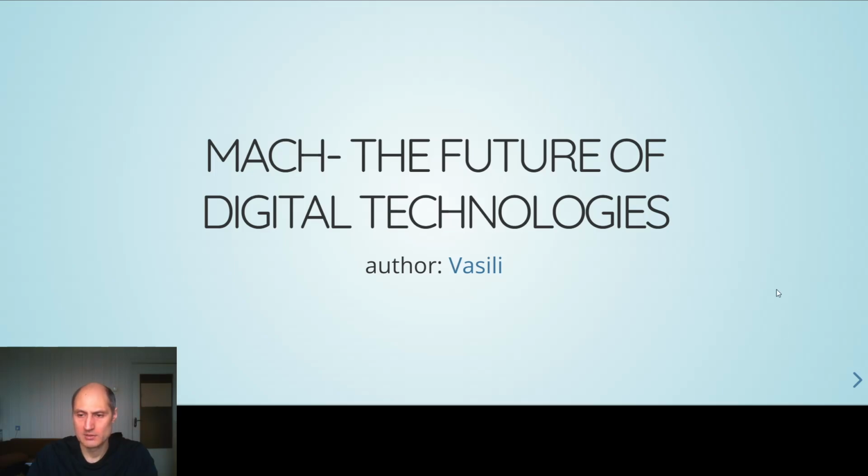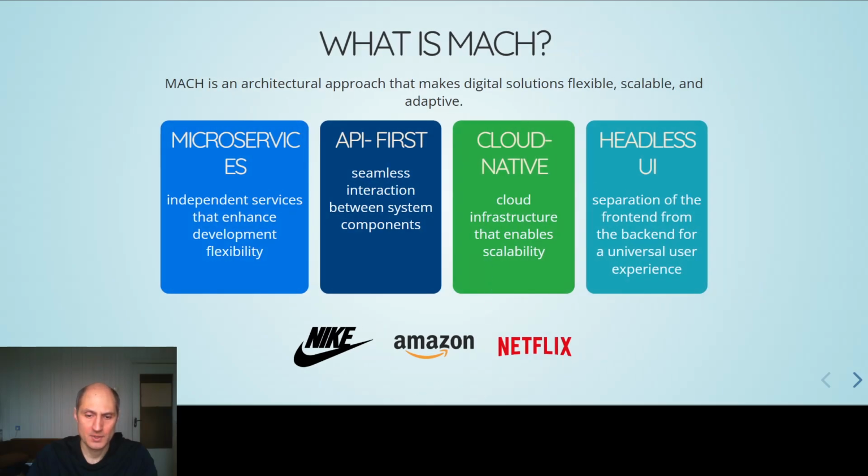Our first slide is: what is MEC? MEC is an architectural approach that makes digital solutions flexible, scalable, and adaptive. It includes four key components: microservices, independent system modules; API first, seamless interaction between services; cloud native, data storage and computing in the cloud; headless, separation of backend and UI. Why is this important? It allows businesses to quickly adapt to market changes, enhance the digital experience for customers, and easily integrate new technologies.